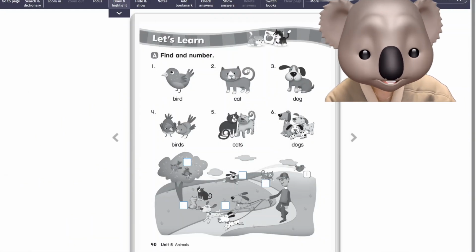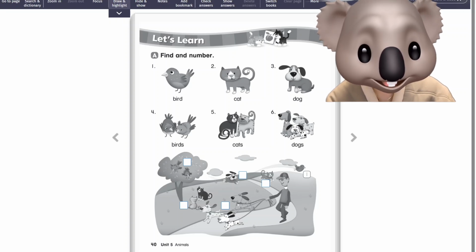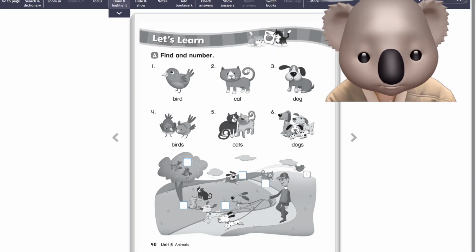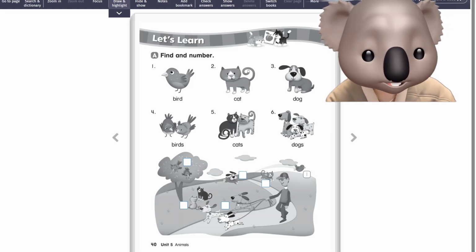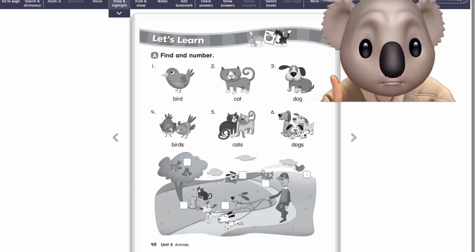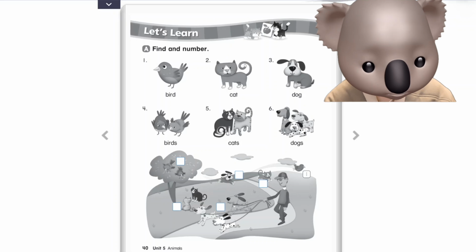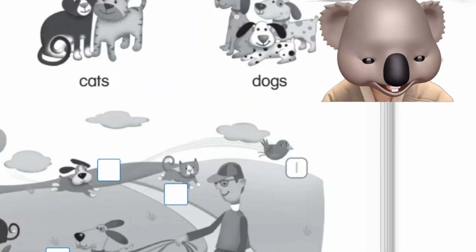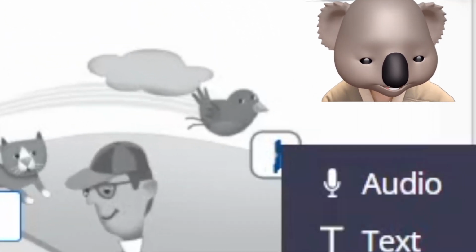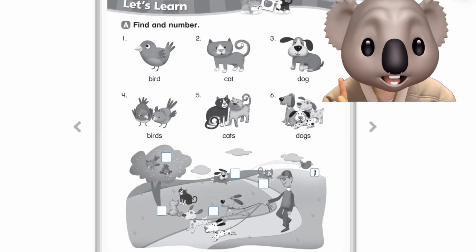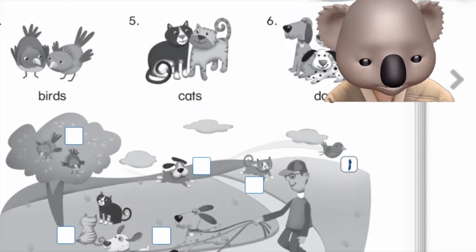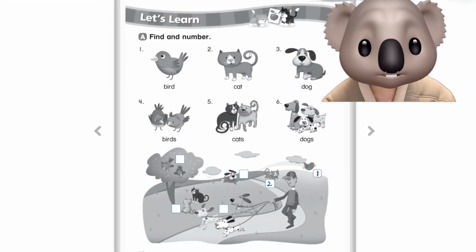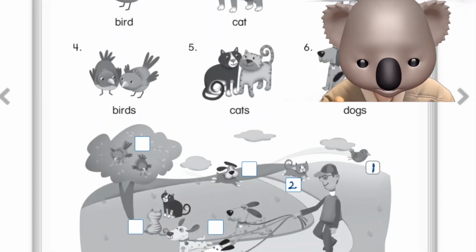On page 40, part A says to find and number. 찾아서 숫자를 쓰는 거예요. For example, in number 1, it's a picture of a bird. One bird. Do you see the picture of one bird? Right here, so we'll draw the number 1. Number 2 is a picture of a cat. One cat. Right here. And number 3 is a picture of a dog. One dog.